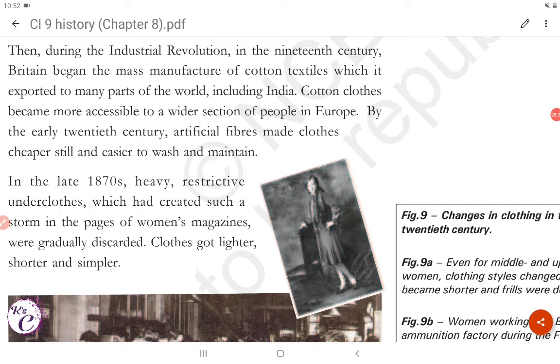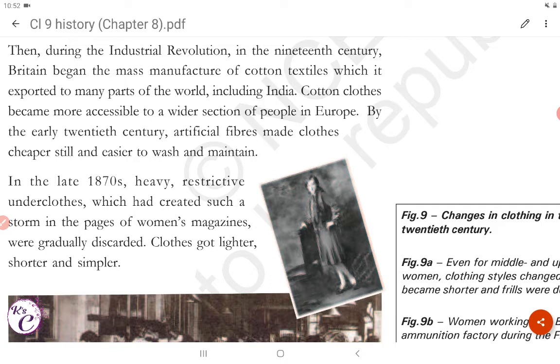Then, during the Industrial Revolution in the 19th century, Britain began the mass manufacture of cotton textiles, which it exported to many parts of the world, including India. Cotton clothes became more accessible to a wider section of people in Europe. By the early 20th century, artificial fibers made clothes cheaper still and easier to wash and maintain.